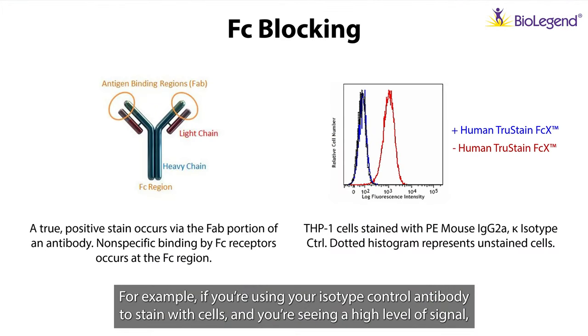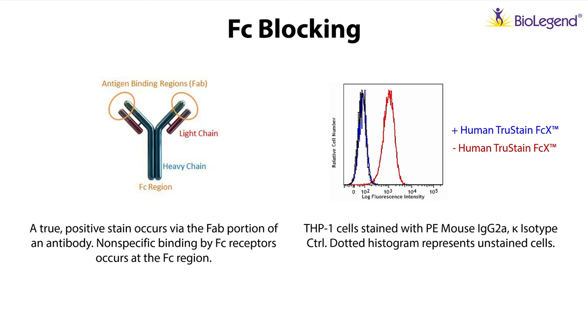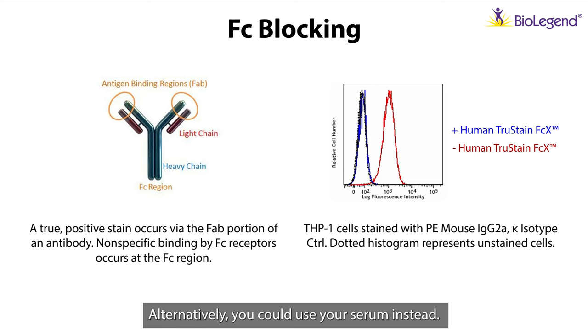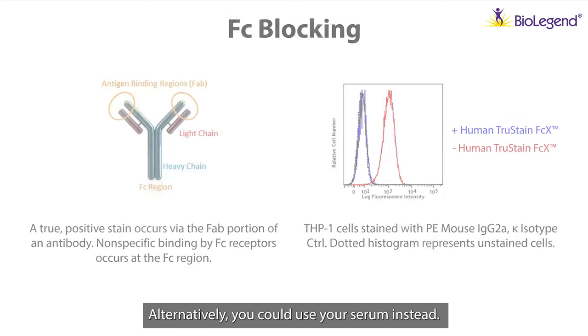So for example, if you're using your isotype control antibody to stain with cells, and you're seeing a high level of signal, then consider using a specialized solution like human or mouse truth stain to see if the signal goes down. Alternatively, you could use serum instead.